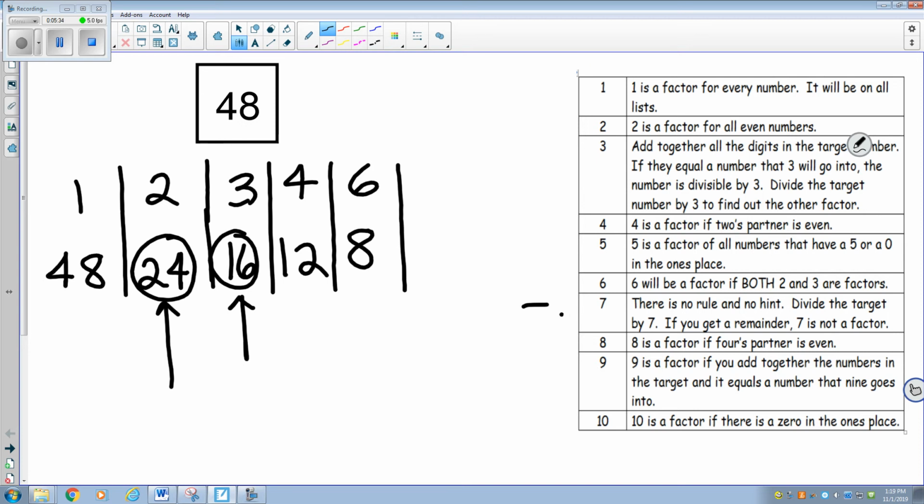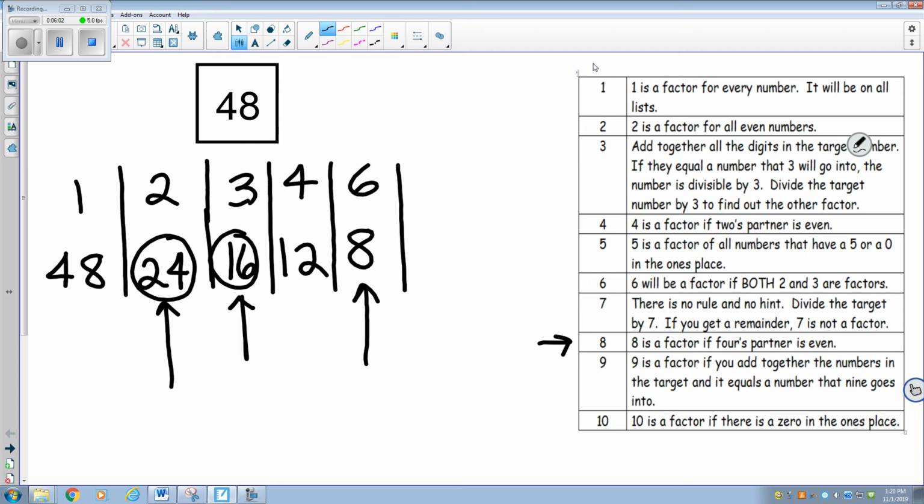The next number we must try is 8, but 8's already on our list. See how 8 is right there? Our job right now is to find all of the different factors of 48. And since 8's already on our list, that means we're done, okay? Once we've crossed over to the bottom row here, that means we have found all the different factors of 48. So these are all the possible ways to multiply two numbers and get 48. These are all the factors of 48.